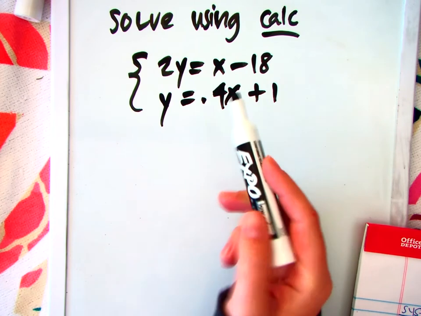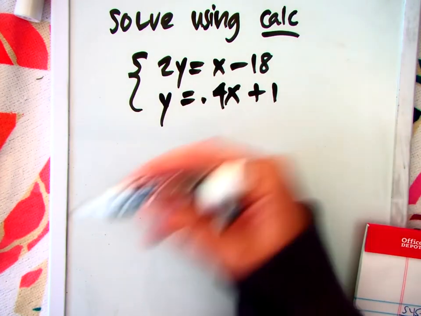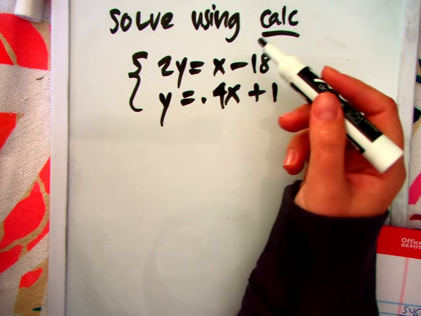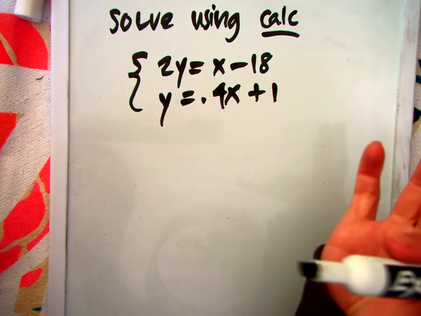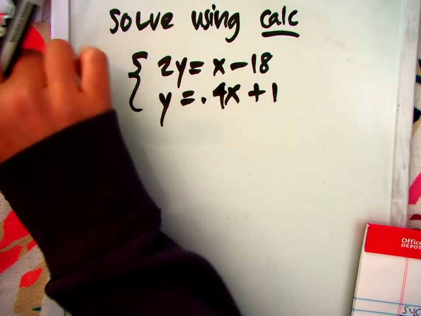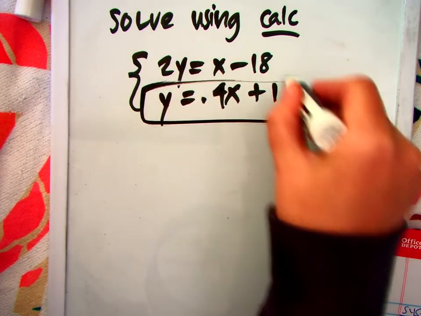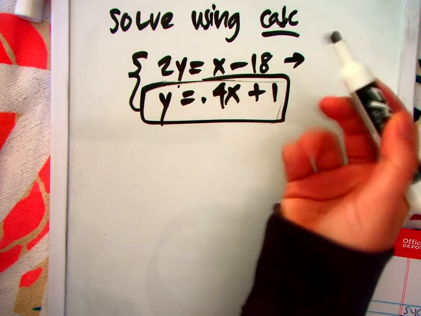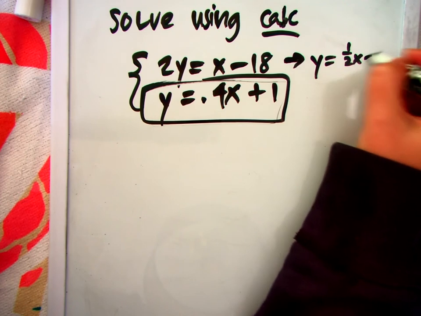Whenever you're using your calculator, it should always be in slope-intercept form, so y equals mx plus b. If it's a linear system, and that's generally what we're focusing on, that's why I keep saying mx plus b, but systems can be different types of polynomials or different types of functions. So this one's already good for us, so I can put that in my calculator, but this one isn't. I just need to take it into mx plus b, which is as easy as dividing everything by 2. So y equals 1/2 x minus 9.